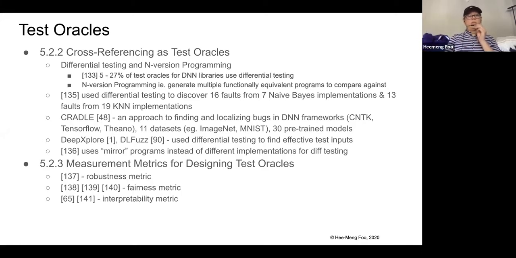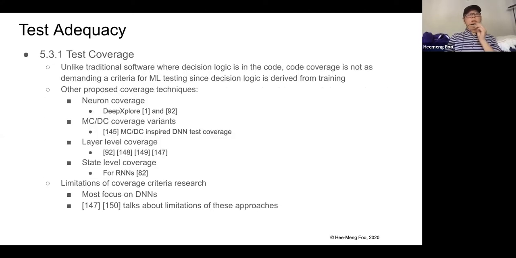And then measurement metrics for designers as oracles. So there's a whole bunch of metrics in there as well. So test coverage. Now, in traditional software, what do you do when you want to come up with coverage? You have branch coverage, line coverage, and so on and so forth. But for machine learning, what do you do? One interesting approach is to look at neuron coverage for deep neural networks.